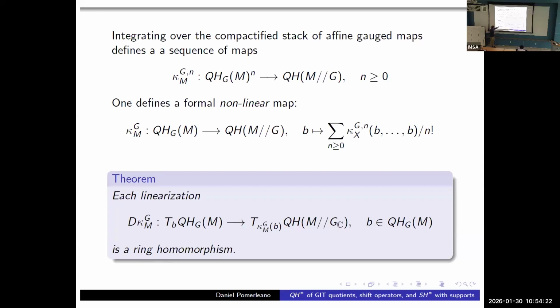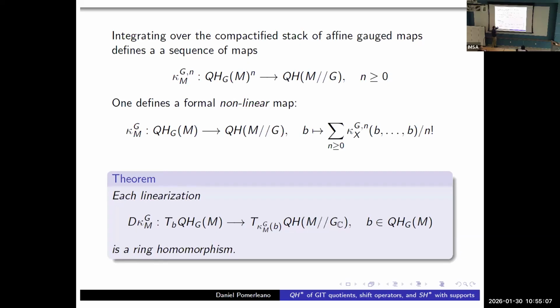And then the theorem is that if you look at the formal derivative, we want to think of this map as being a map between the underlying spaces of the Frobenius manifolds, and at each tangent fiber we have a multiplication. The theorem is that the formal derivative is a ring homomorphism, so it maps the bulk-deformed product here to the bulk-deformed product of the quantum cohomology of the GIT quotient.